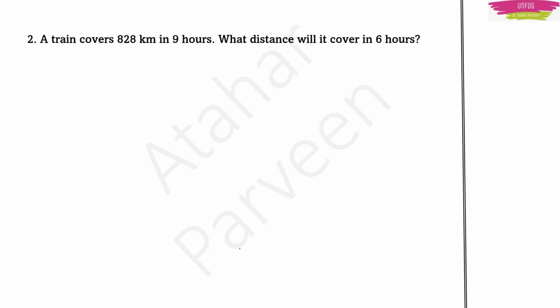Okay. Next example we will take. A train covers 828 km in 9 hours. What distance will it cover in 6 hours? See the units: time in hours, no problem. Kilometer: if options are in kilometers, no problem. If options are in meters, then you have to convert. So first I will write 828 kilometers in 9 hours. Distance I have to find, we don't know, so it will be X kilometers. It is covered in 6 hours.